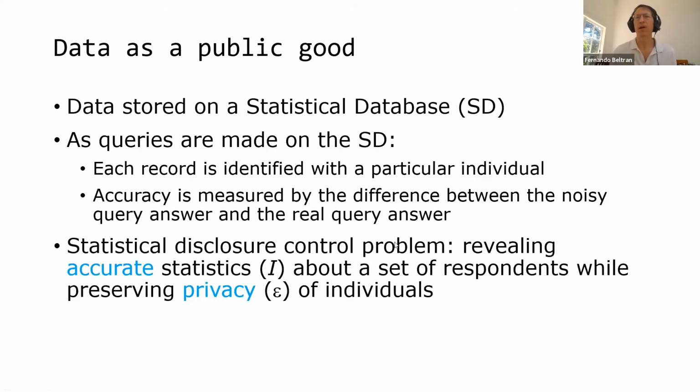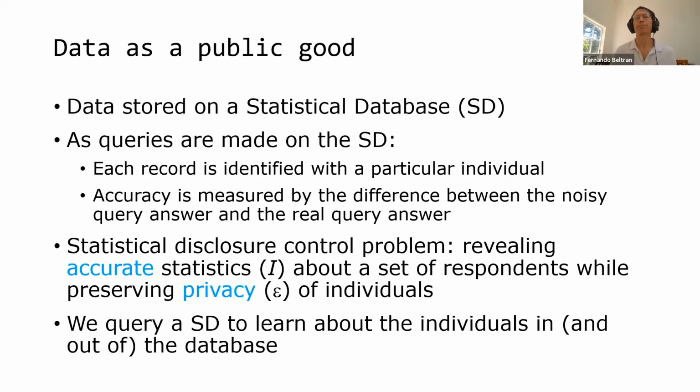Two variables here are the most relevant. First of all, the accurate statistics, which we denote as I, and the privacy or privacy loss, which we denote with epsilon. So those are the two. Now, individuals are querying the database.